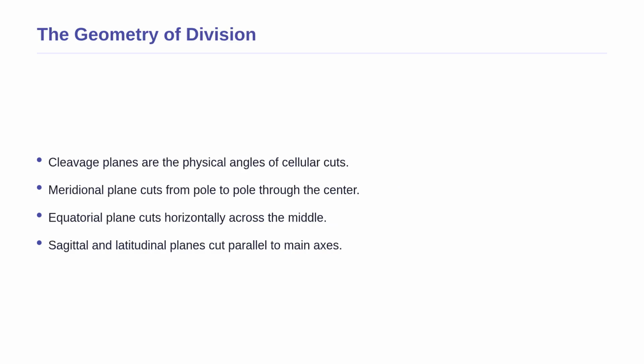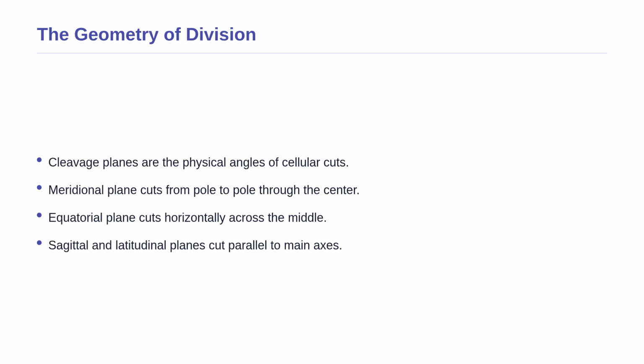Now that we understand what cleavage is, let us look at the specific geometry of how these cuts are made. To build an embryo correctly, the cells must be cut at precise angles, which we call planes of cleavage. Think of the spherical zygote like a globe of the Earth.